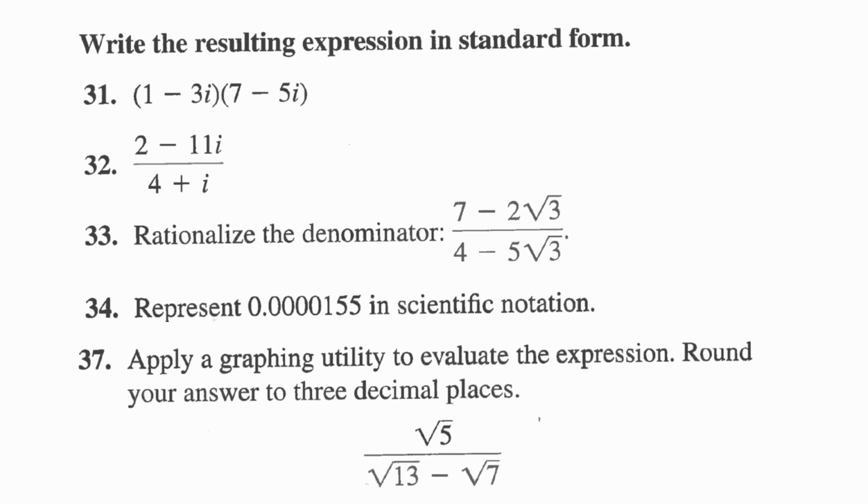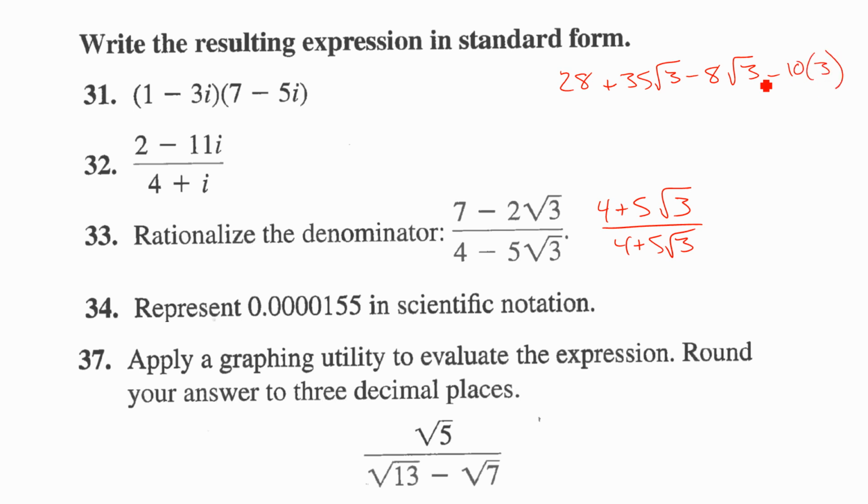On 33, we've got 7 minus 2 rad 3. We're going to multiply by 4 plus 5 rad 3 over 4 plus 5 rad 3. So in the numerator, let's do the top. We've got 28 outside, 35 rad 3 inside, negative 8 rad 3. Last, we're going to get negative 10 times 3, which will end up being negative 30. In the denominator, 16 minus 25 times 3, which is 75.